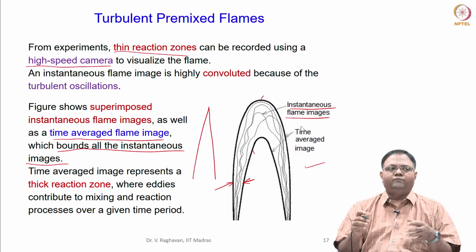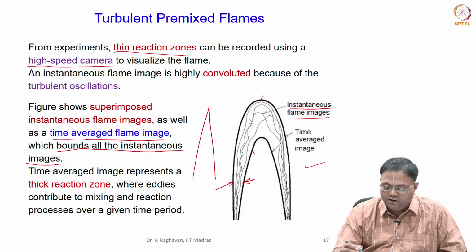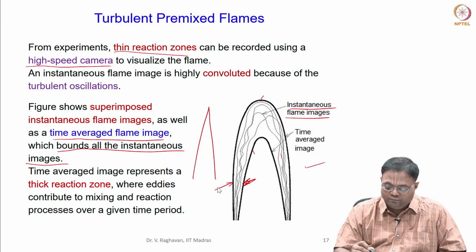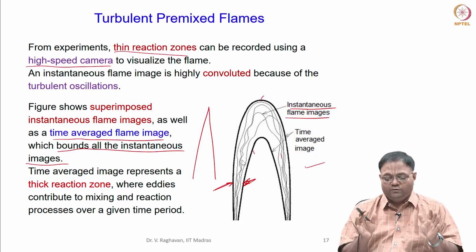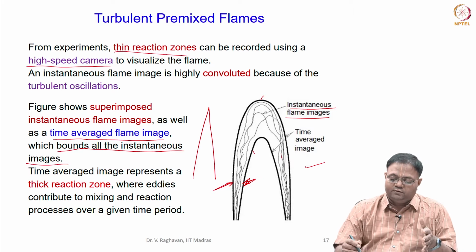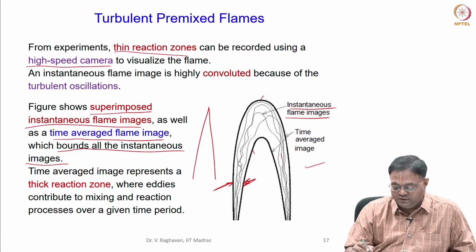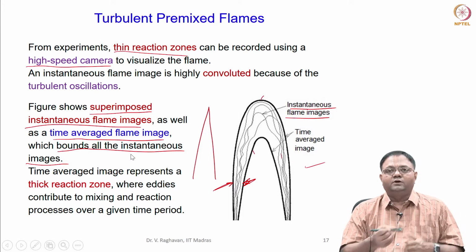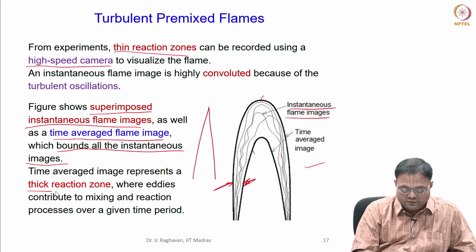We get several of them. If we complete a cycle, then after a particular cycle is completed, again the flame will start oscillating between this and this. The minimum flame extent will be this part, and the maximum flame extent will be this, and within this the flame will be oscillating. When you take an average, you will see this will be the flame shape. So superimposed instantaneous flame images contribute to a time average flame image, which bounds all the instantaneous images. So the time average represents the thick reaction zone.